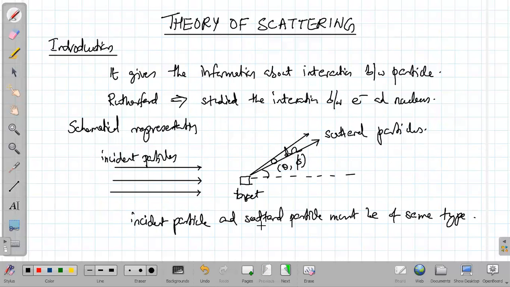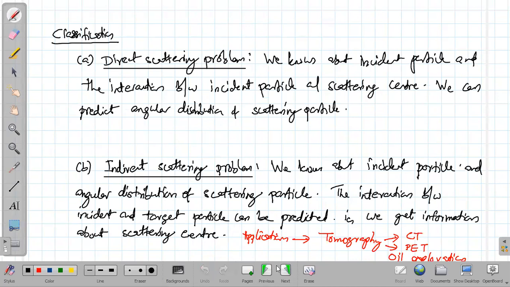Then we classify our problem into two categories: the direct scattering problem and the indirect scattering problem. For theoretical purposes, we are usually interested in the direct scattering problem, that is, we know about the incident particle and the interaction, and we can predict how the particle will get scattered. But for experimental and application purposes, the important thing comes under the indirect scattering problem, in which we don't have information about the target particle or the scattering center.